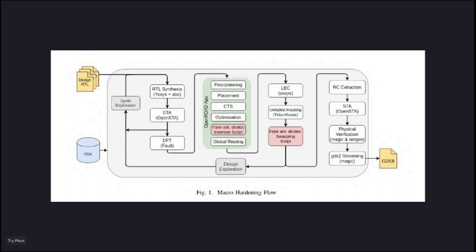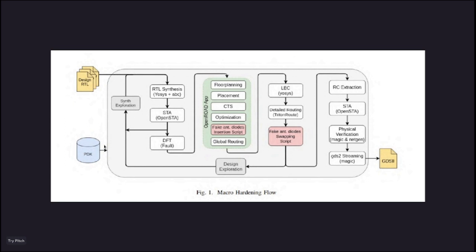Yeah, so this is a bigger, more verbose diagram of how the whole macro hardening happens. As you can see here, this is the design that you provide. I think the image might be a little blurry, but let's work with it.